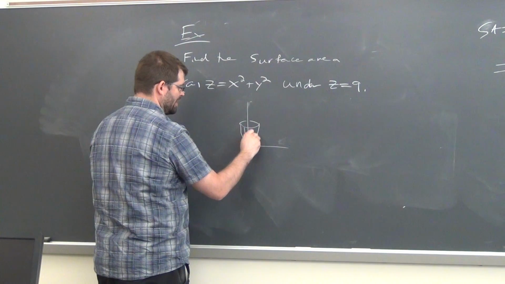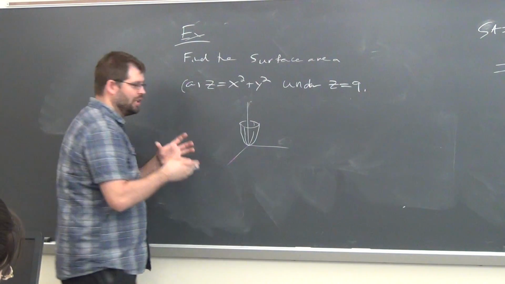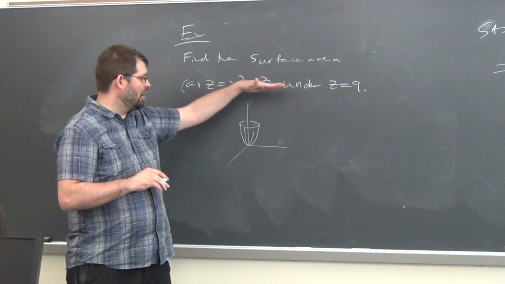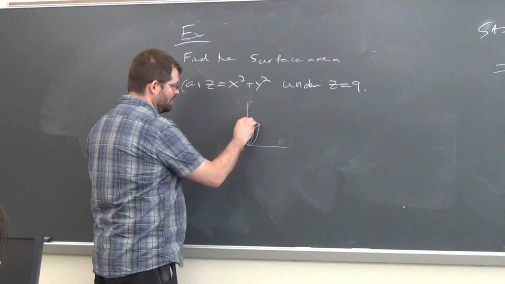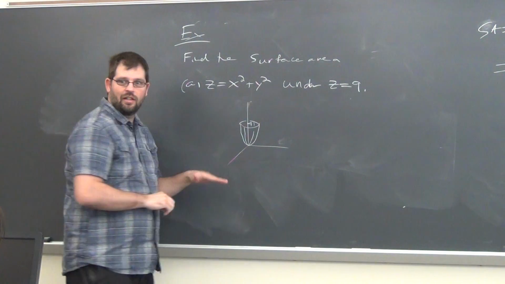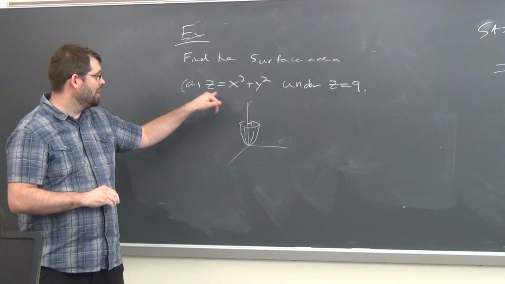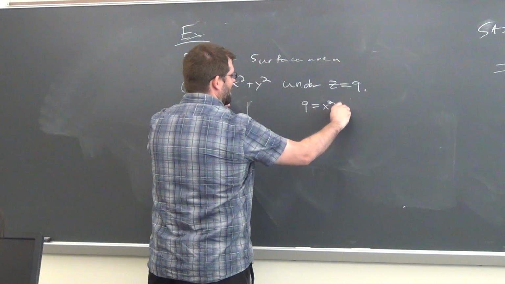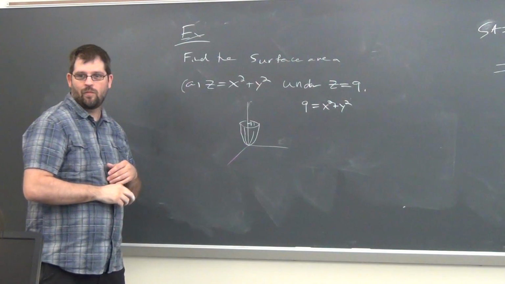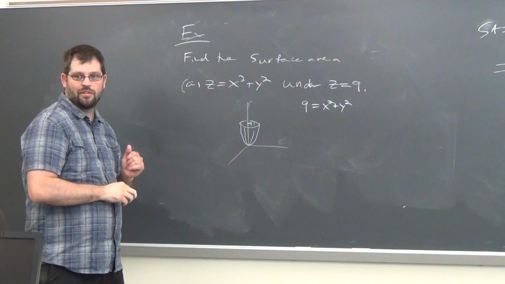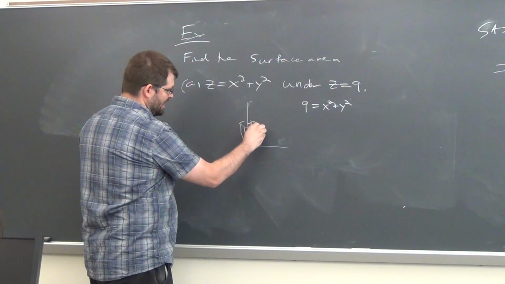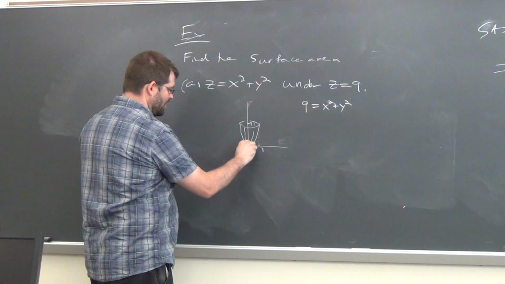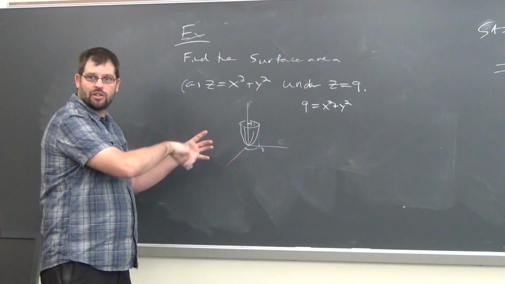Exactly what it looks like isn't all that important, but you need to visualize that you have that. And then we want the surface area under z equals 9, so let's just assume that I put that cap on. If I have 9 equals x squared plus y squared, what is that? A circle of radius 3. So we're sitting above that circle of radius 3. Does that make sense? So you're sitting up above that.